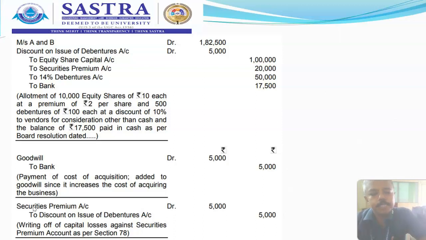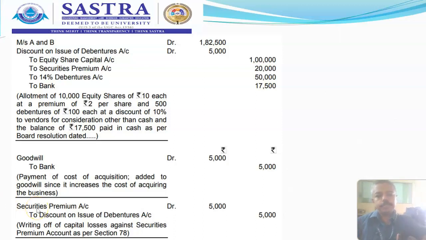Securities premium, which means they are charging 2 rupees extra for each share. So 2 rupees into 10,000 shares, you will get 20,000. So securities premium account credit 20,000. Next, 14% debentures, the face value is rupees 50,000.